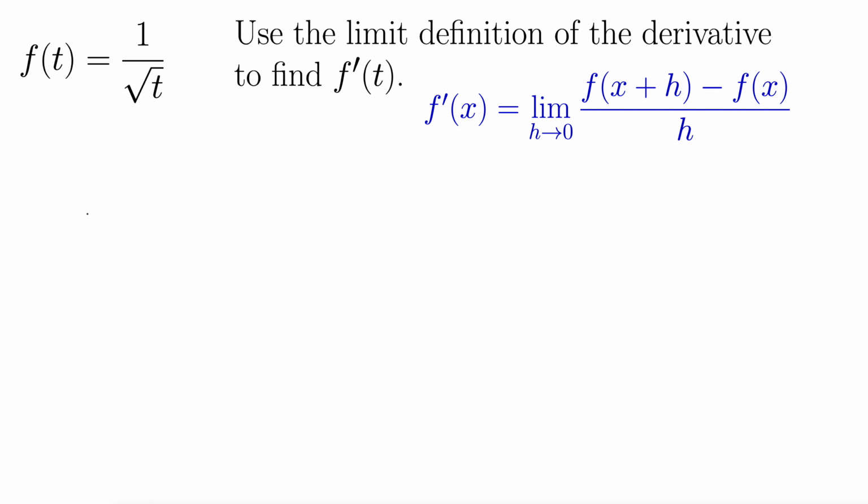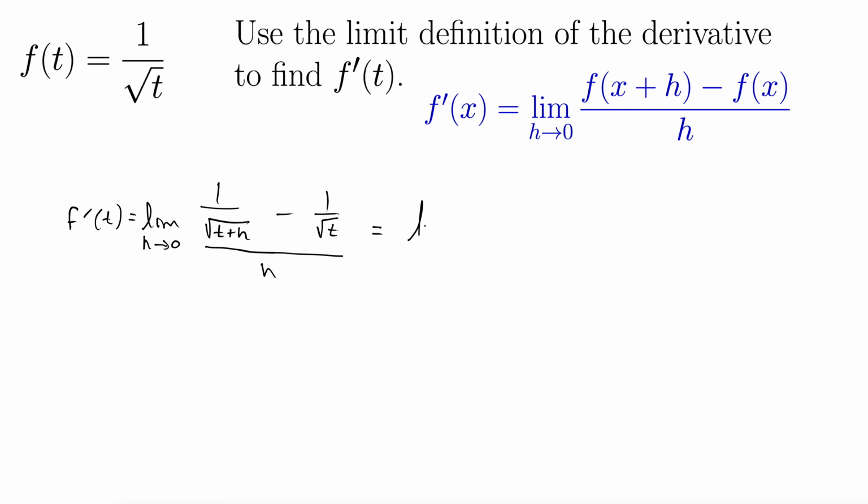Okay, so plugging into the limit, we have f prime of t in this case. It's the limit. It's not t going to 0, it's always h going to 0. Some people tend to put the variable here, t or x, but it's always h. Let's see, 1 over the square root of t plus h minus 1 over the square root of t all over h.